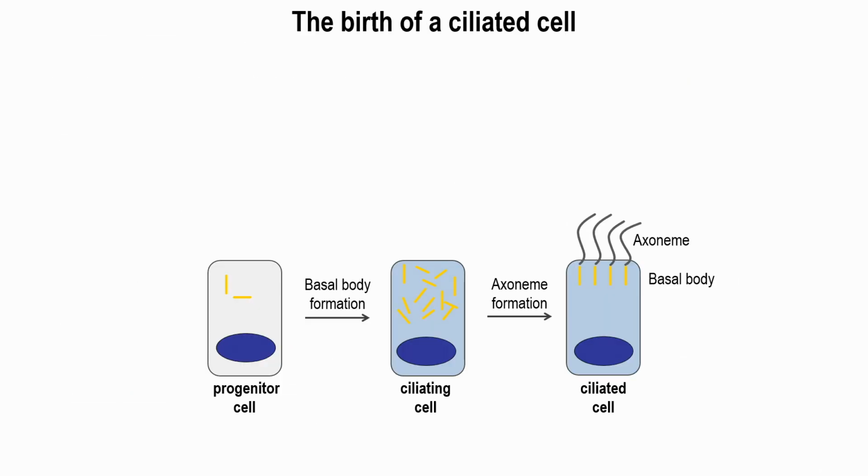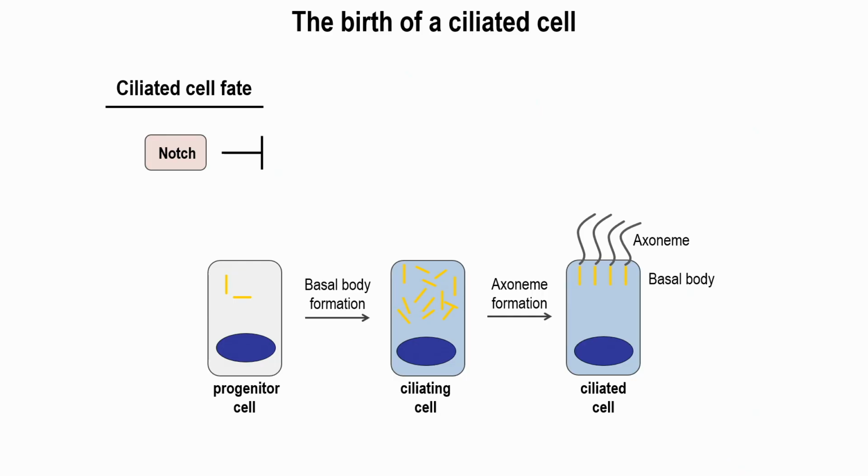So before I get into the studies, I want to walk you through the birth of a ciliated cell and how a ciliated cell is made. So we have this progenitor cell, and we move forward through basal body formation to the ciliating cell, where the basal bodies are trafficking to this apical surface. And then we have axoneme formation, where the axonemes actually extend from the basal body, and that's when you would see cilia. So there are two different parts of this.